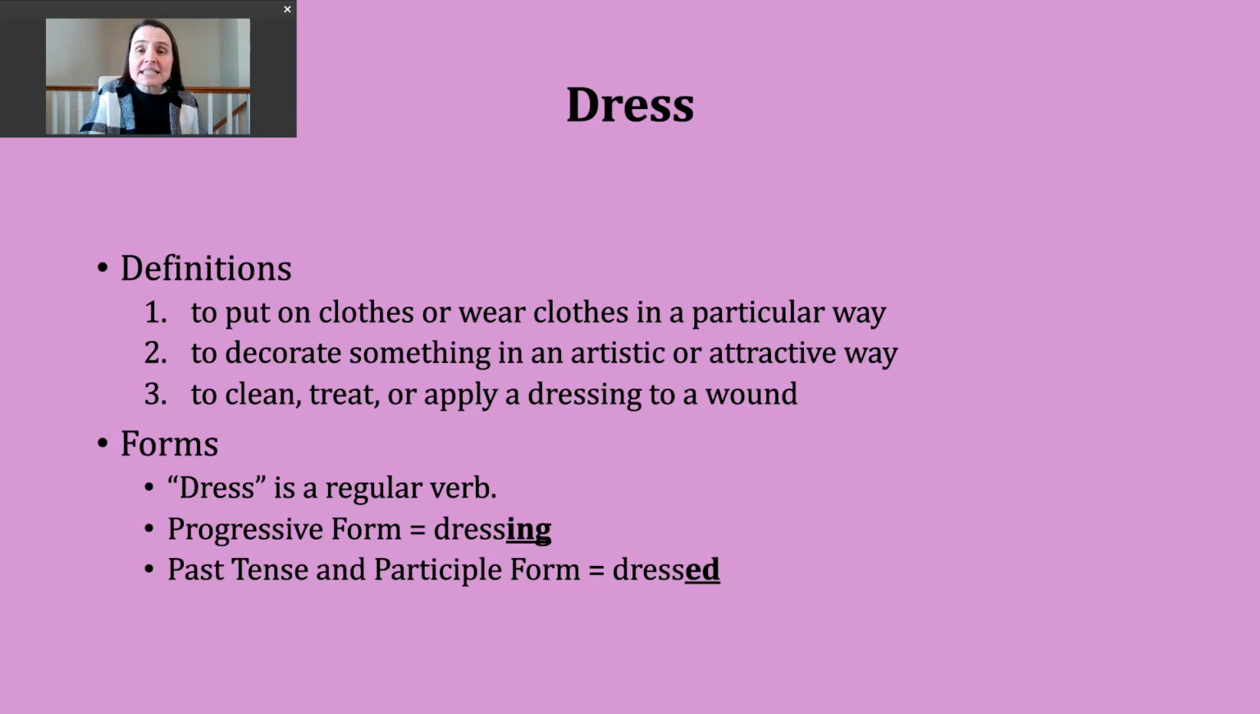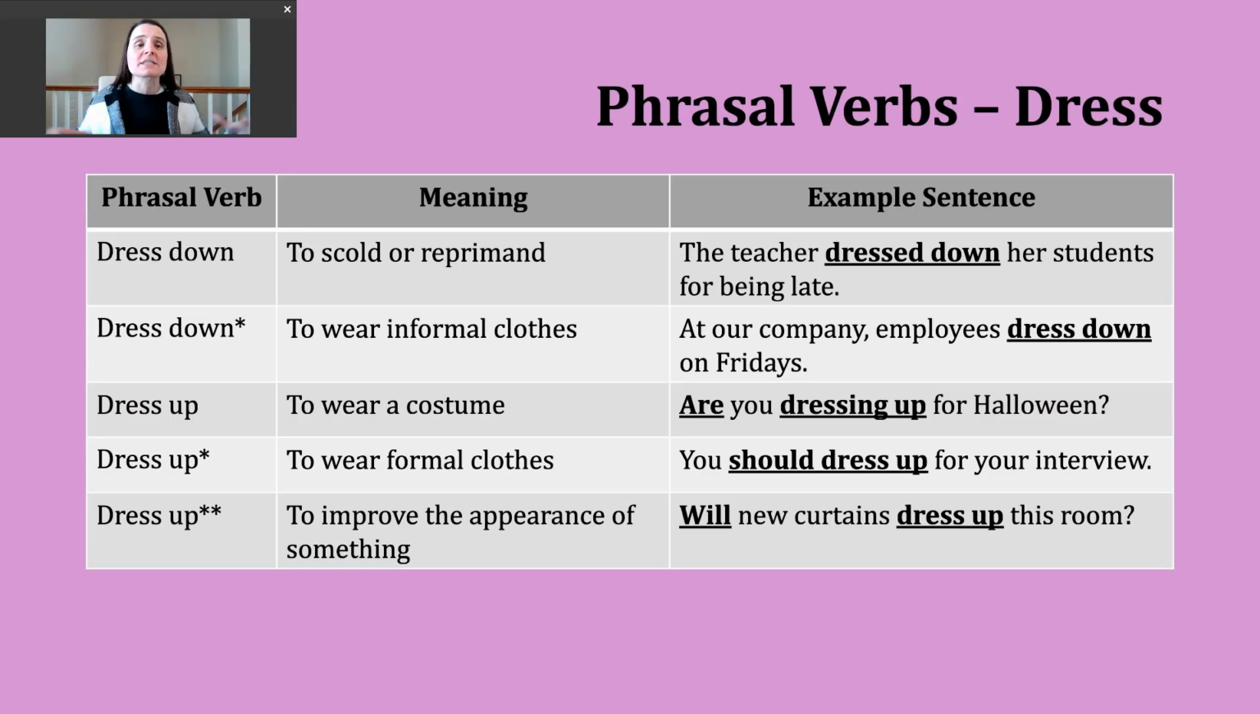Okay. Now let's take a look at a few phrasal verbs that sort of expand the meaning of this verb. There are two phrasal verbs that we're going to discuss, and they each have some different meanings. The first that we'll look at is dress down. And one way we can use this phrasal verb is to mean to scold someone or reprimand them. So we're telling them they have done something wrong, they have been behaving in a way we don't like. Okay? An example of this: the teacher dressed down her students for being late.